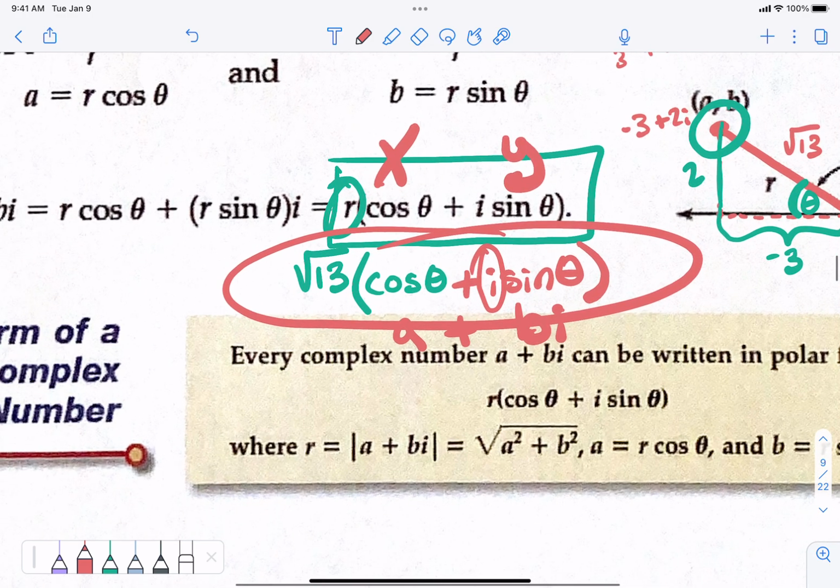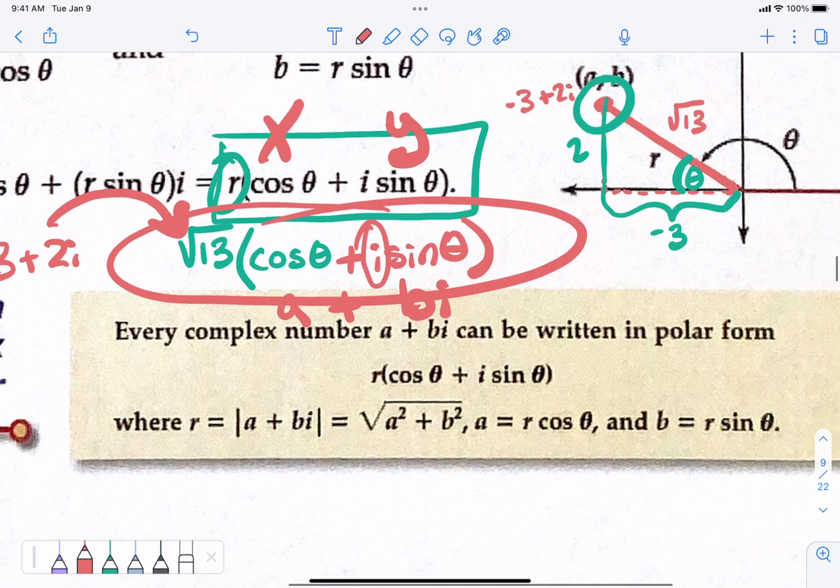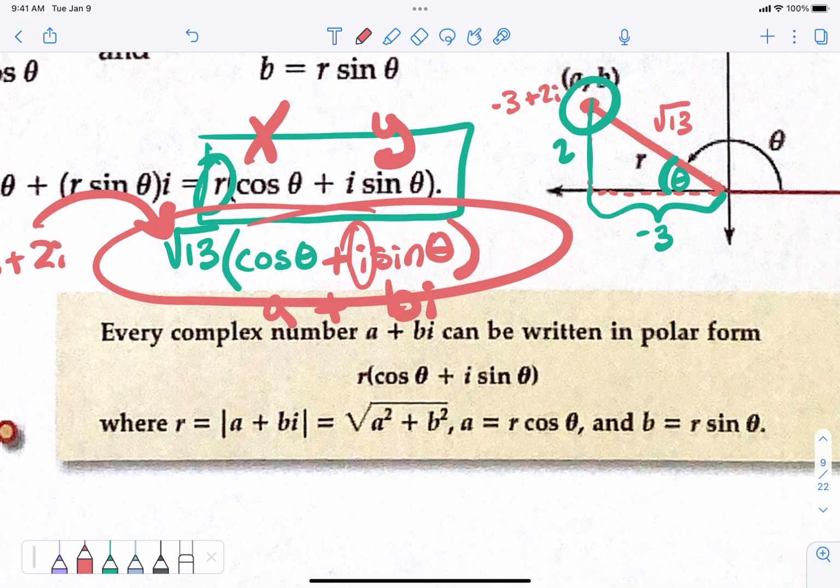So this is switching from negative 3 plus 2i to polar form, which is the square root of 13 times cosine theta plus i sine theta. Cosine meaning x, sine meaning y. That's how that works, right? And the square root of 13 just tells how far it is away from 0. Make sense? Ish? Clear as mud?